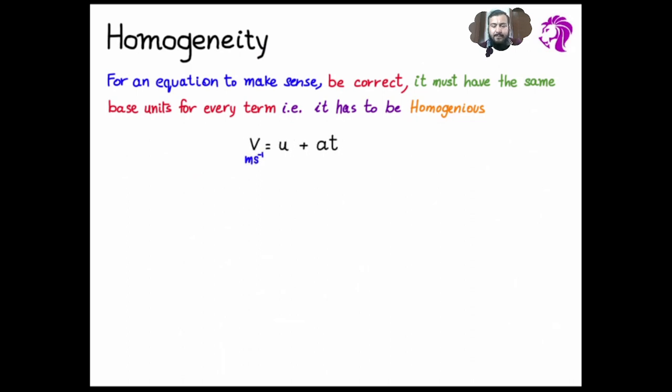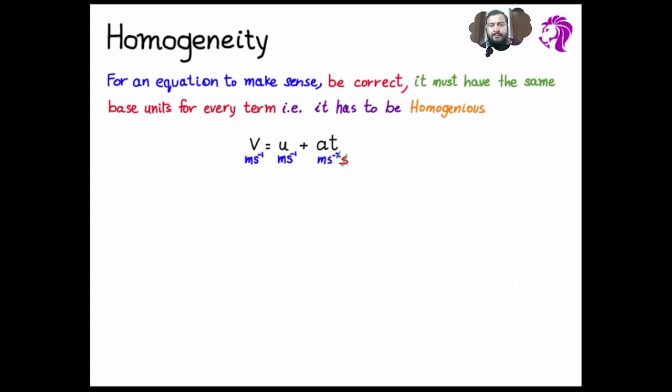Homo means same. You can see that we have an equation of motion, which is: final velocity is equal to initial velocity plus acceleration into time. Now you can see that for velocity the unit is meters per second. Definitely for the initial velocity it would also be meter per second, and for acceleration it's meter per second square, and for time it is seconds.